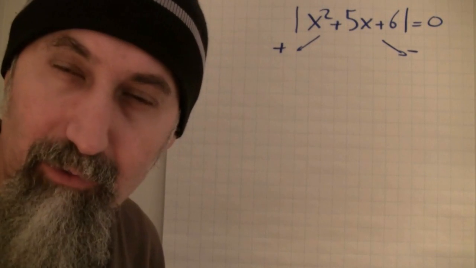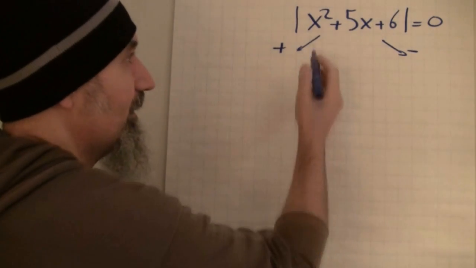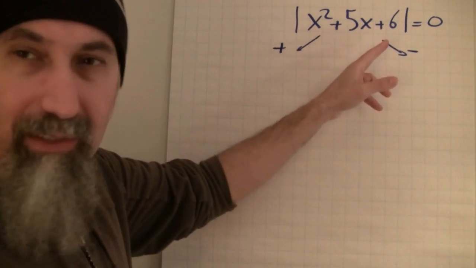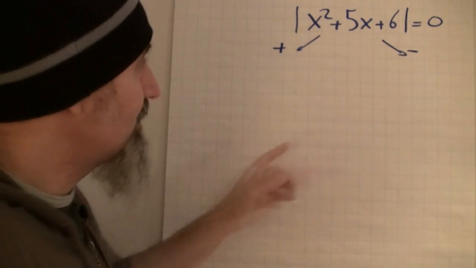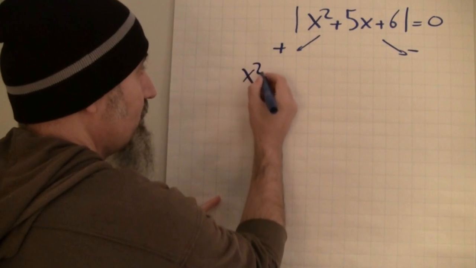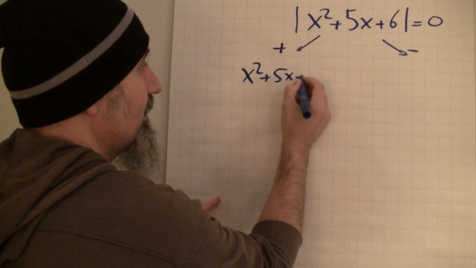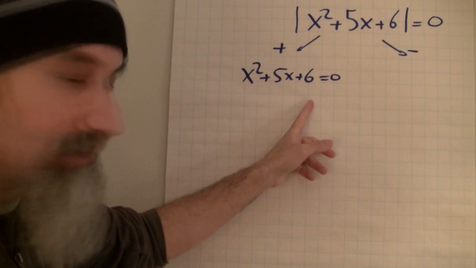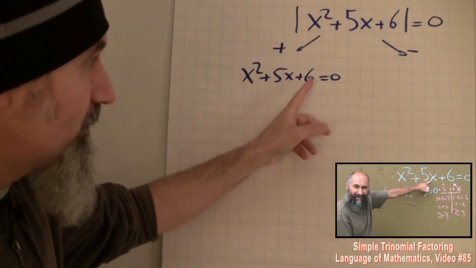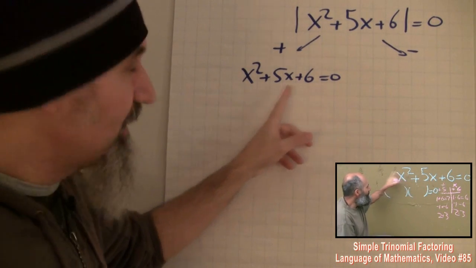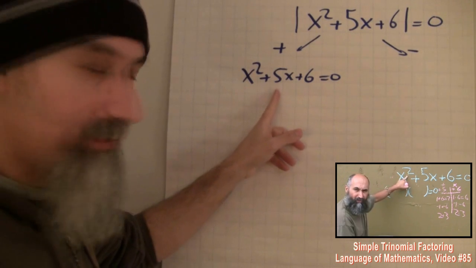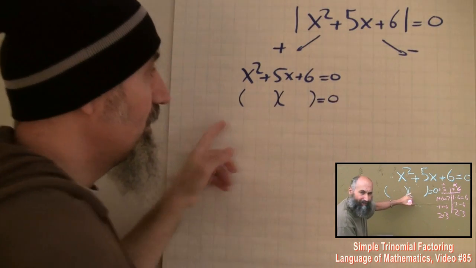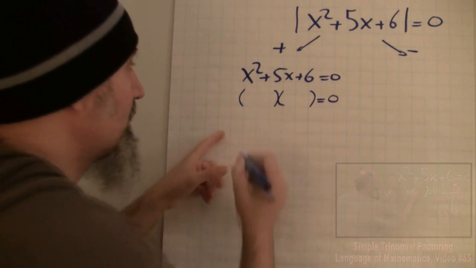And I'll show you how this works for absolute value functions. So we take the inside could be positive. So I don't need to put it in brackets because it is what it is. So this becomes x squared plus 5x plus 6 is equal to 0. And to solve for something like this, all we need to do is factor it. Two numbers that multiply to give us 6 and add to give us 5 are 2 and 3. So we split this up, factoring it using just simple trinomial factoring.